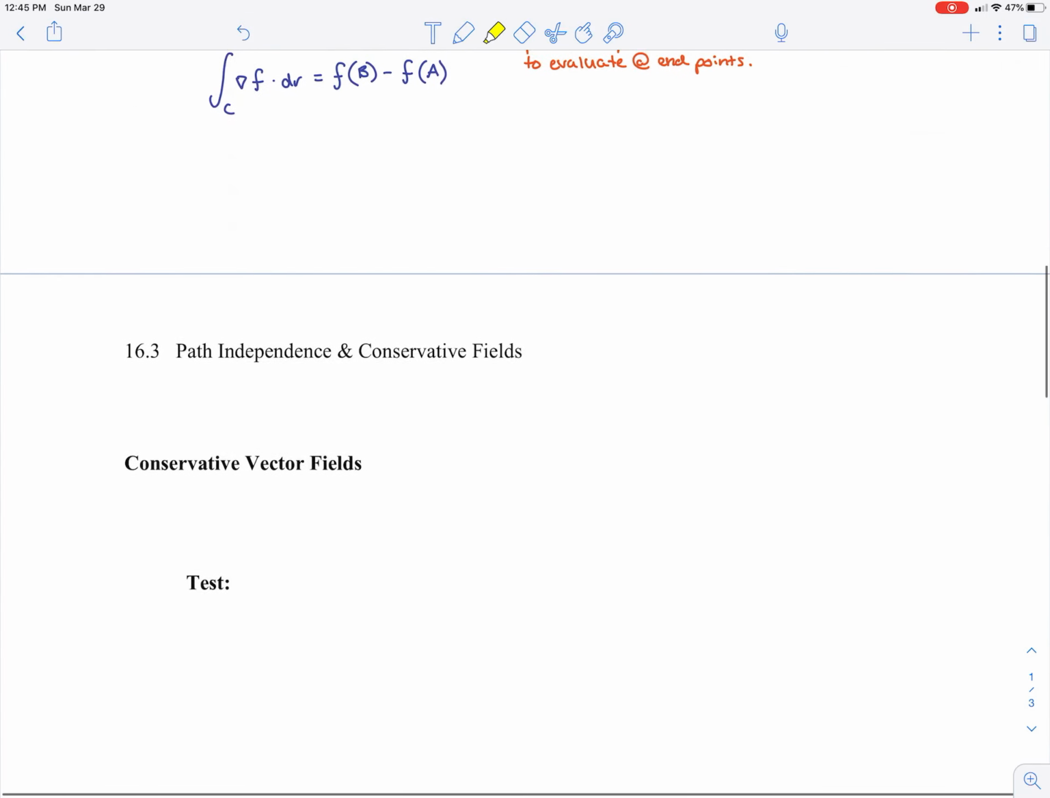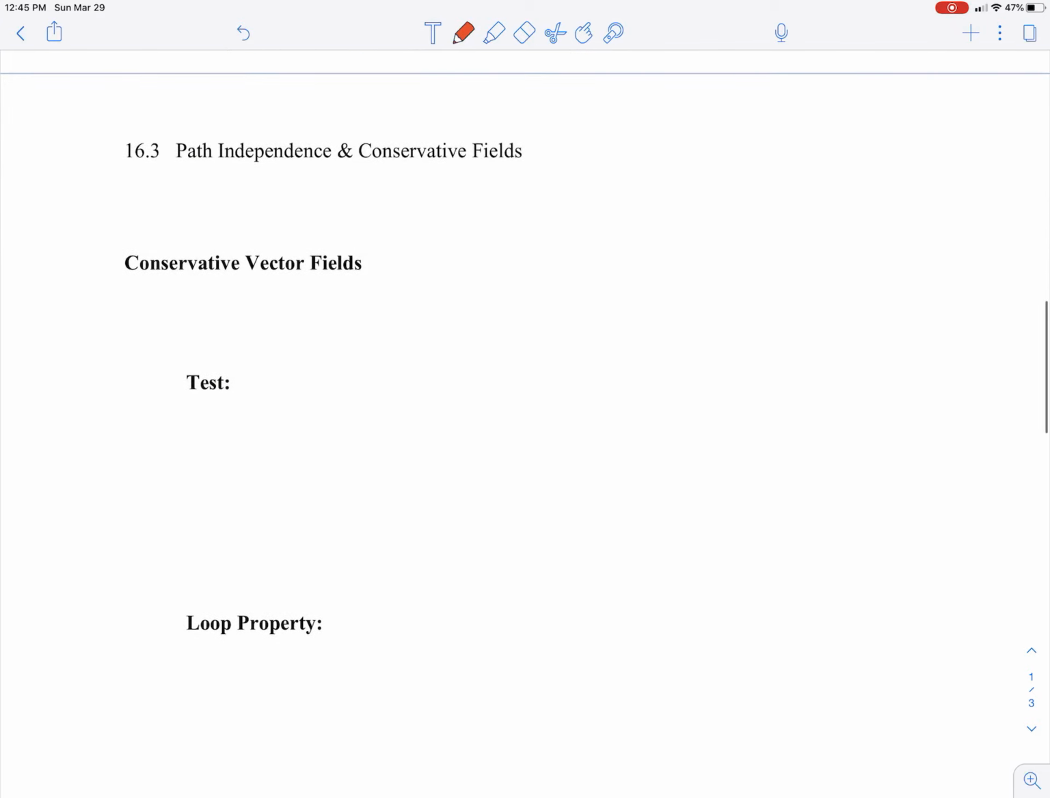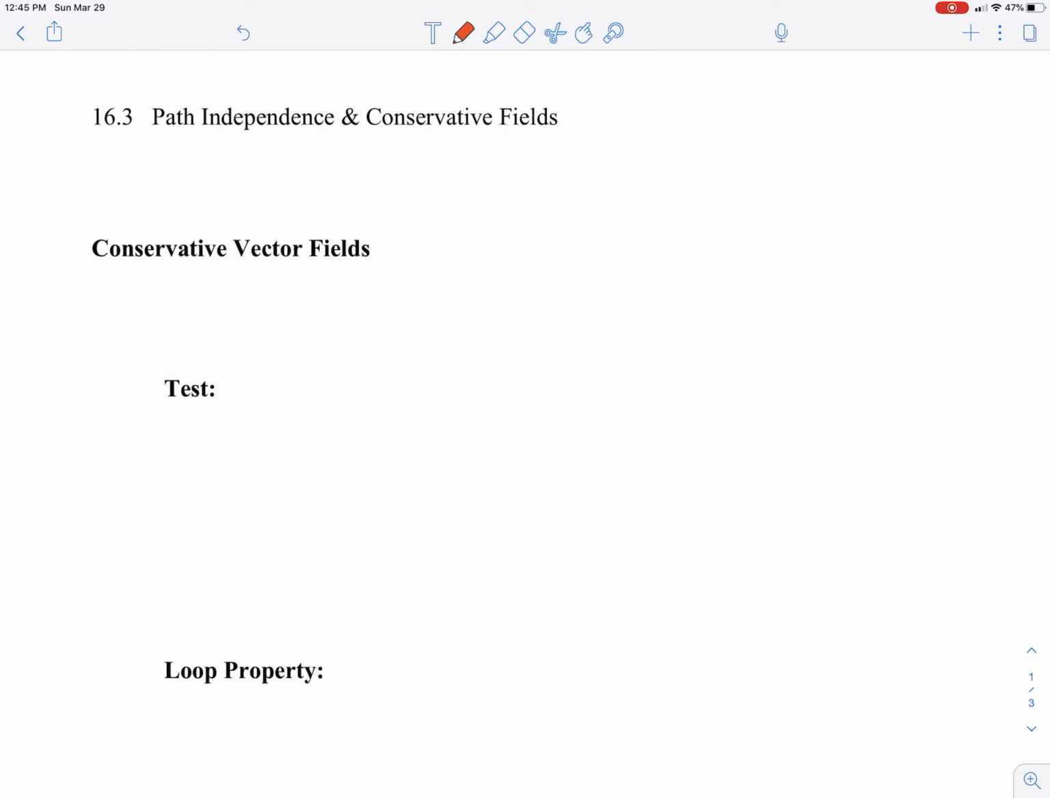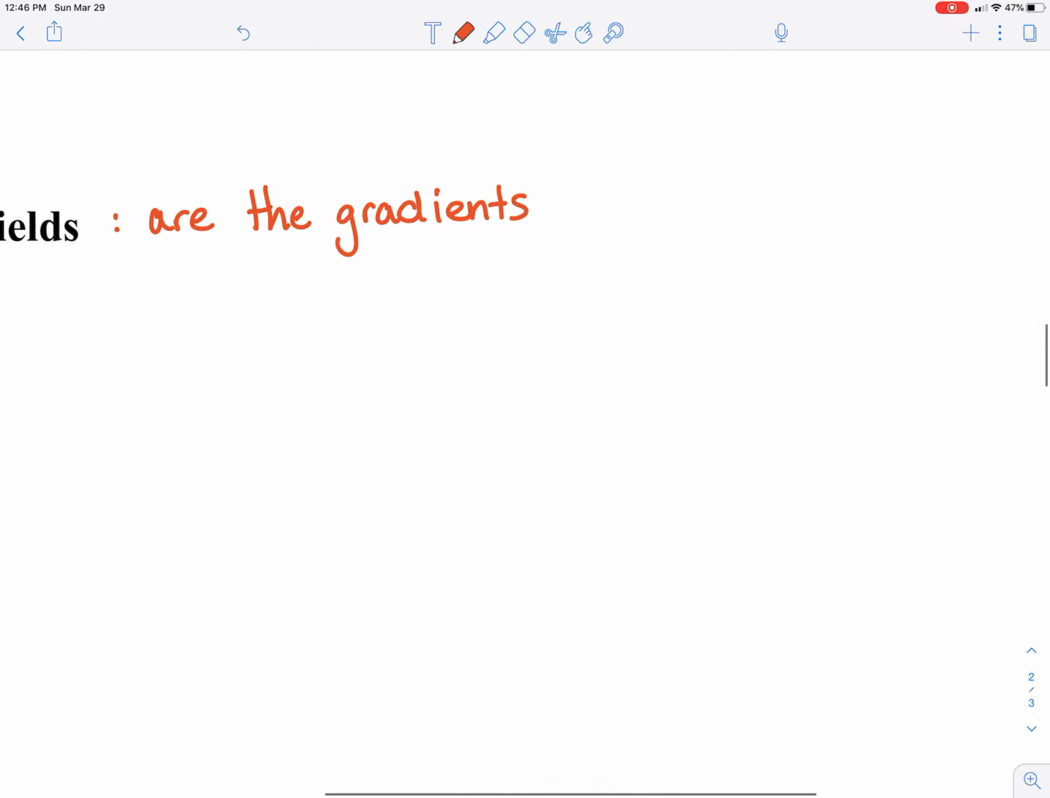Let's do a couple more definitions. This section is not going to have a whole lot of practice problems. I really just want to go through and iterate all of these definitions and what these ideas mean. So we've said this multiple times: conservative vector fields are the gradients of potential functions.